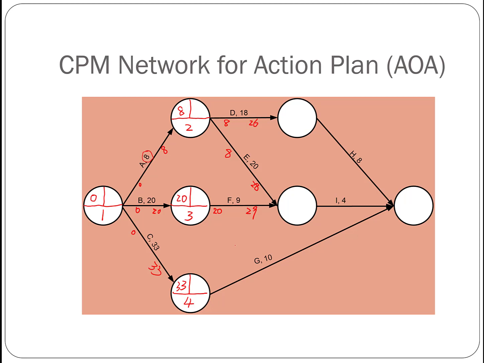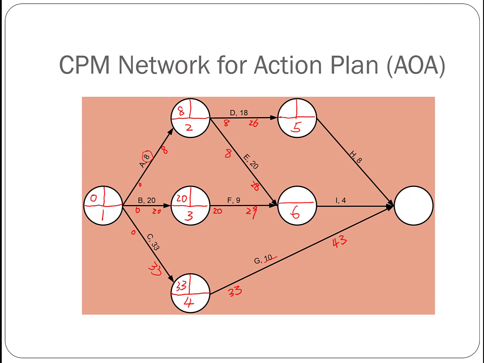Similarly, for G, G's early starting time is 33, because that's the event early time, and it takes 10 days to finish it, so its early finishing time is 43. Now we're going to continue for event 5 and 6.